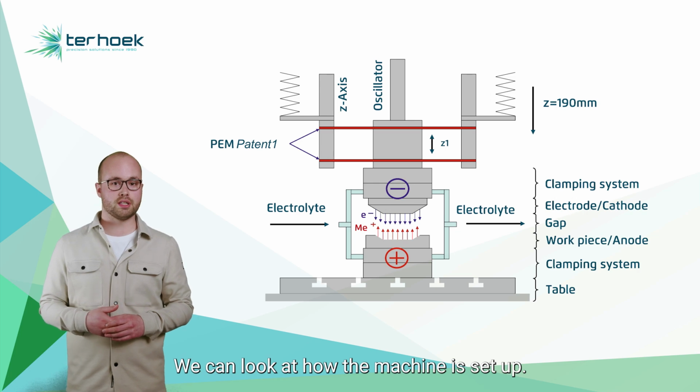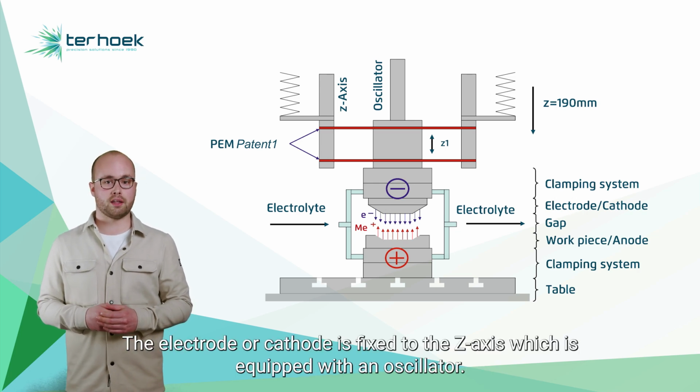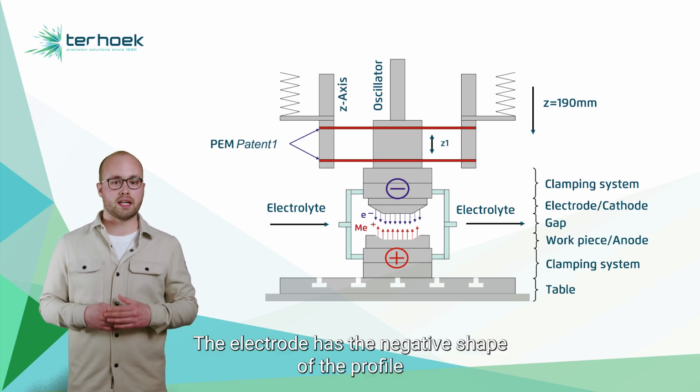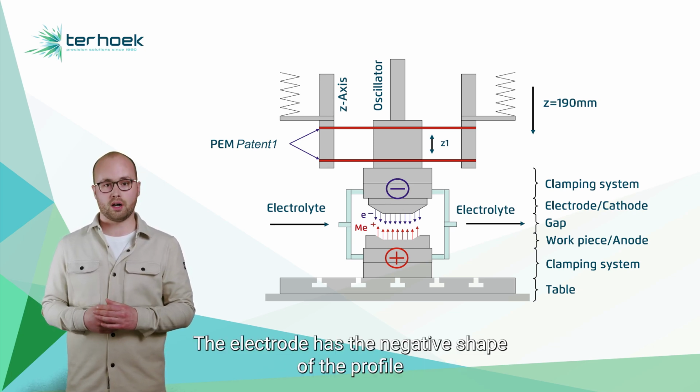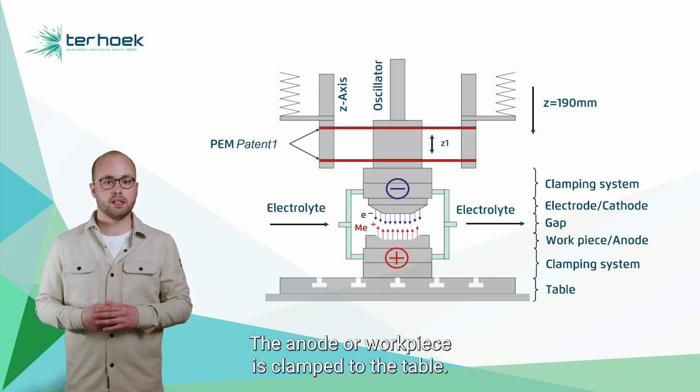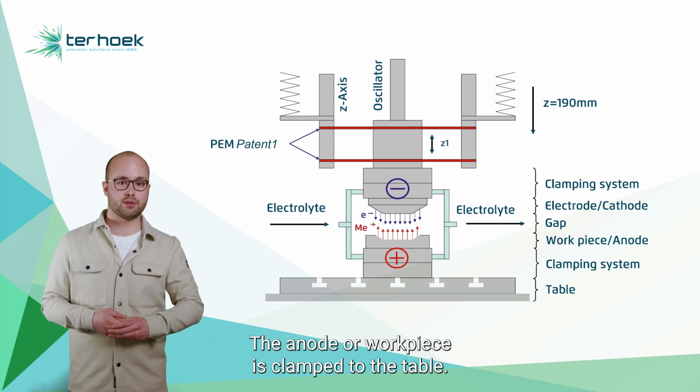We can look at how the machine is set up. The electrode or cathode is fixed to the z-axis, which is equipped with an oscillator. The electrode has the negative shape of the profile which we want to project onto the part. The anode or workpiece is clamped to the table.